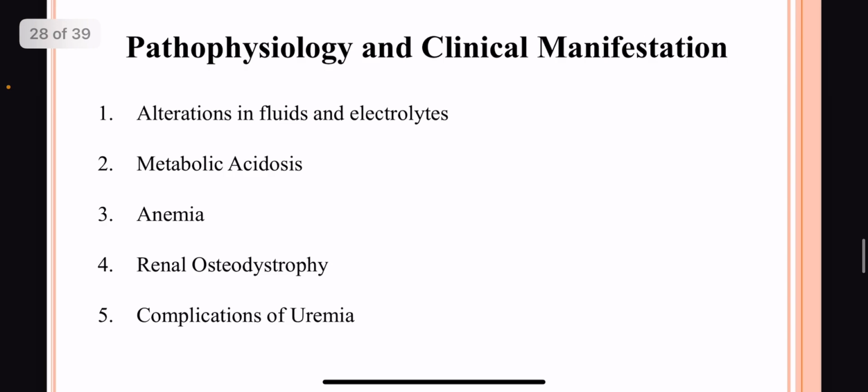So pathophysiology includes alteration in fluids and electrolytes, metabolic acidosis, anemia, that is blood loss, renal osteodystrophy, and complications of uremia.